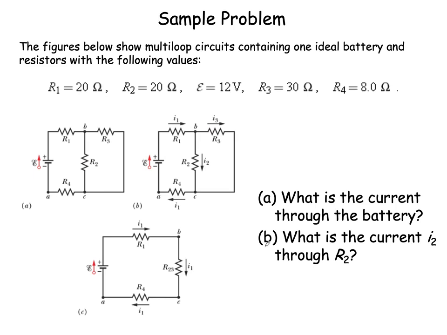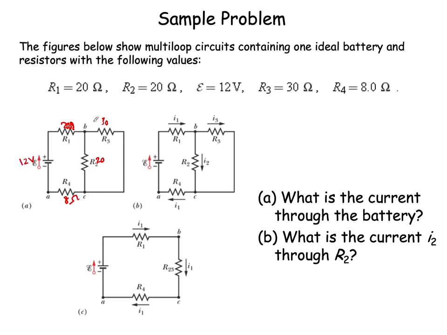These are some quick multi-loop circuits just with resistor networks. Let's just do one of these for a quick example. So in this case, this is 20 ohms. R3 is 30 ohms. R2 is 20 ohms. And R4 is 8 ohms. And our battery is 12 volts.